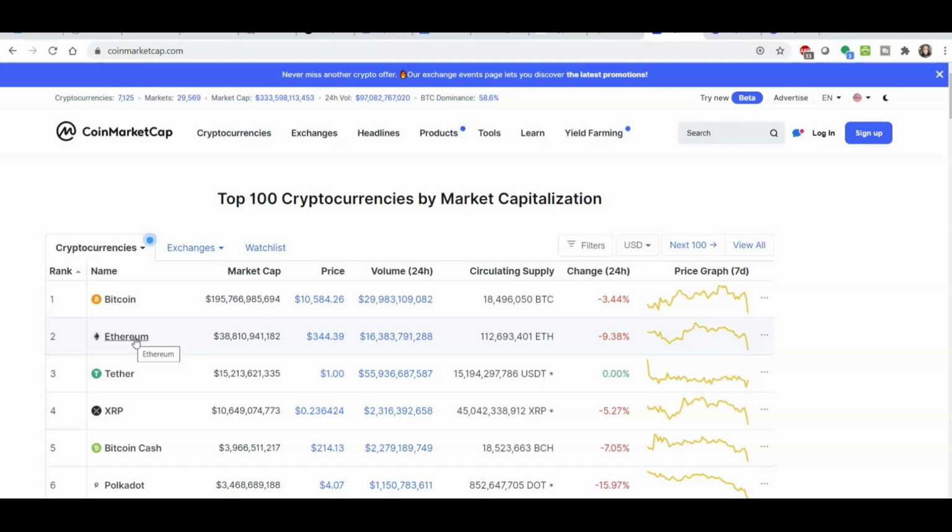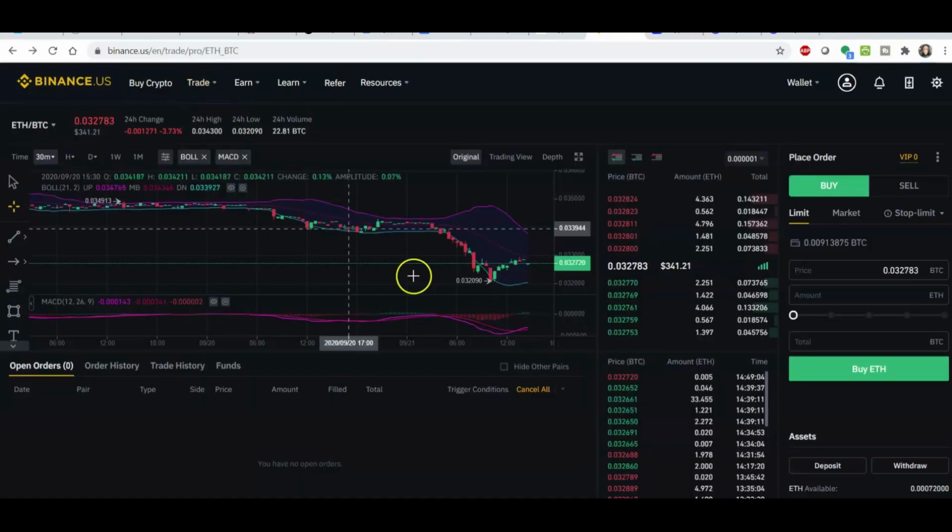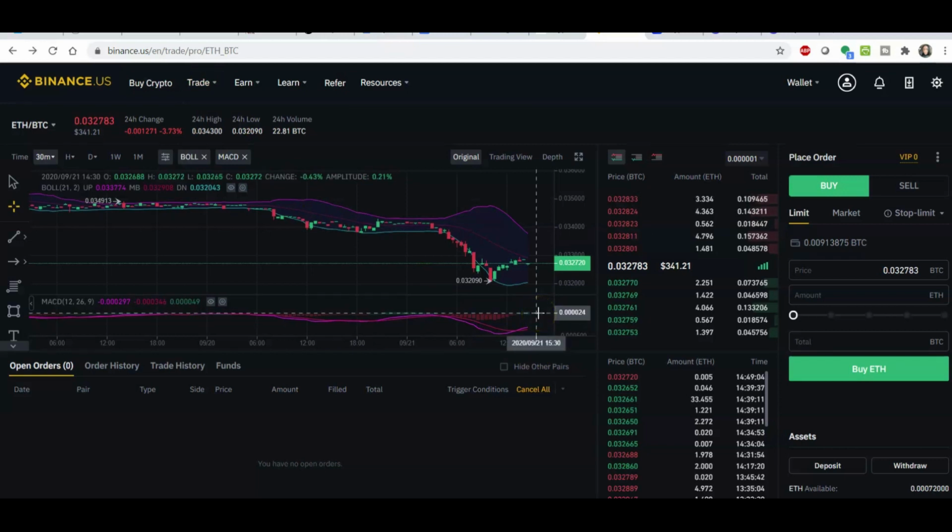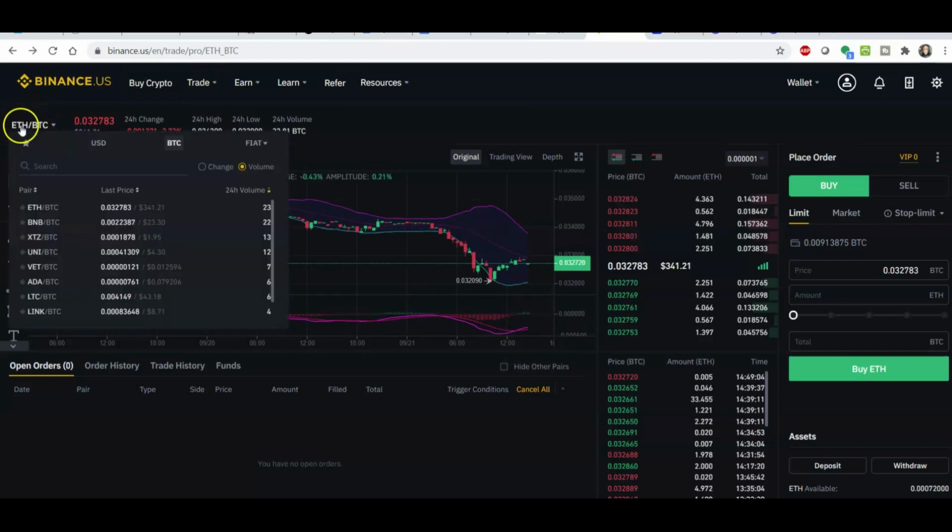So I'm going to go to my Binance account. And here on my Binance account, I've pulled up the ETH, Ethereum, and Bitcoin pair by clicking on here. I'm in the advanced section, by the way, and clicking on there, the coin pairs and the Bitcoin market, because I'm holding Bitcoin.